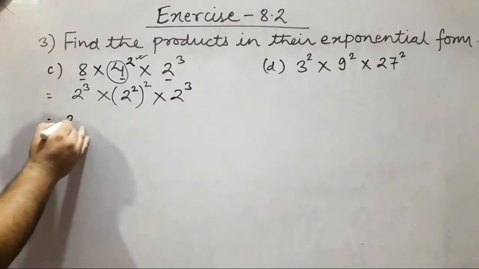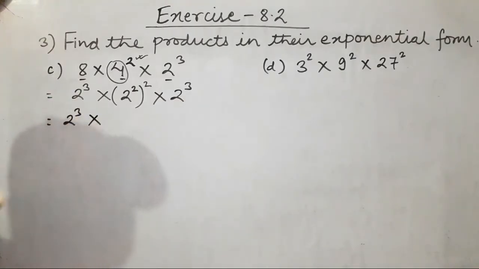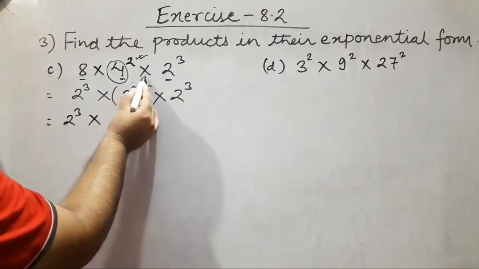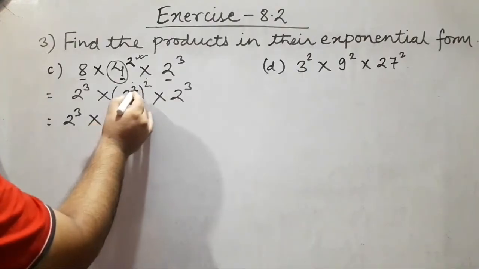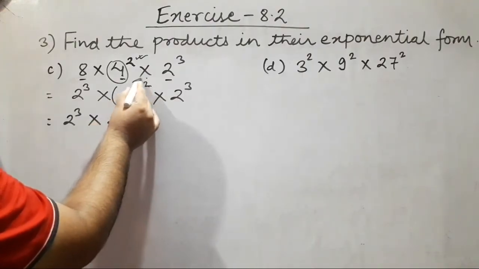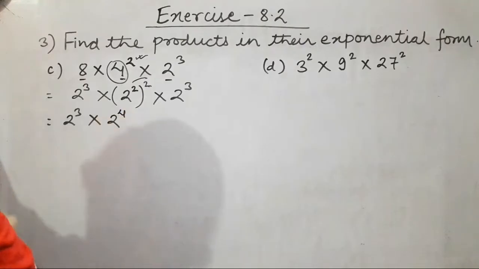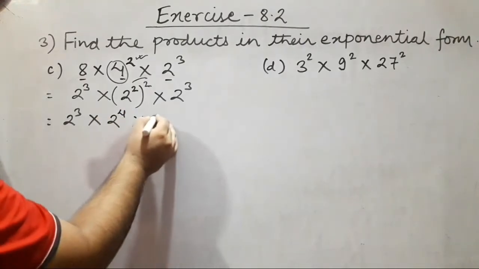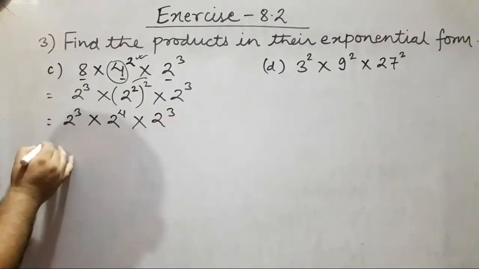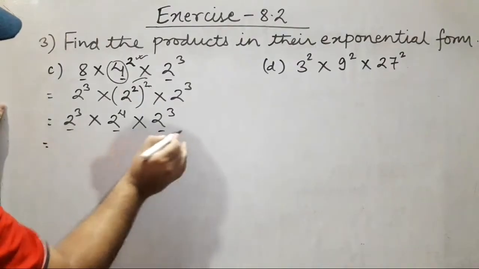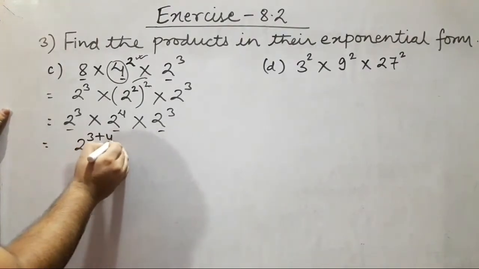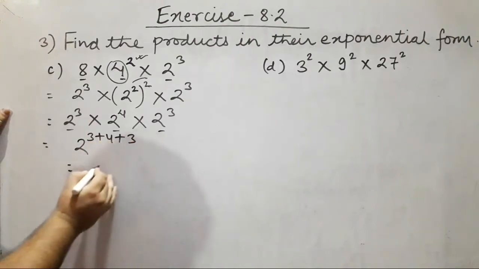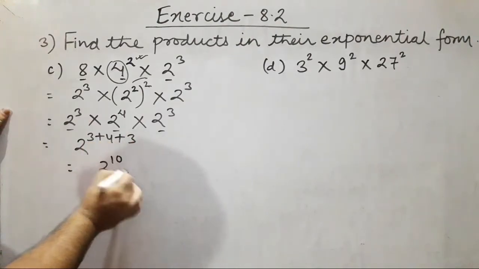As we have learned in the power law, this power and this power can be multiplied. So 2 power 2 into 2. These both powers are multiplied and we got 2 power 4 into 2 power 3. Now we got the same base. That is, we can add the power. Add the power 3 plus 4 plus 3, 2 power 10.